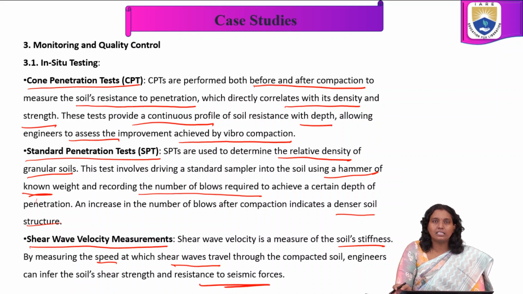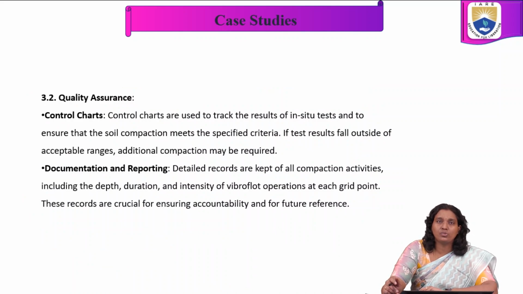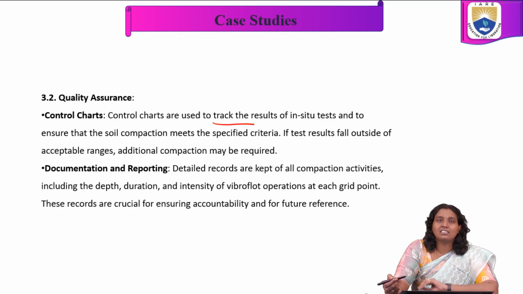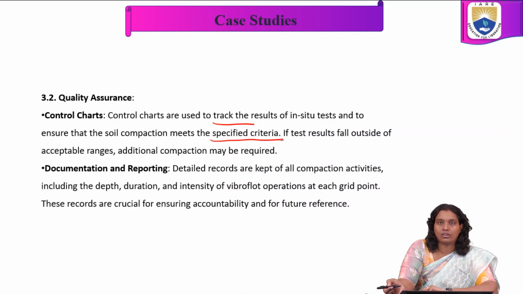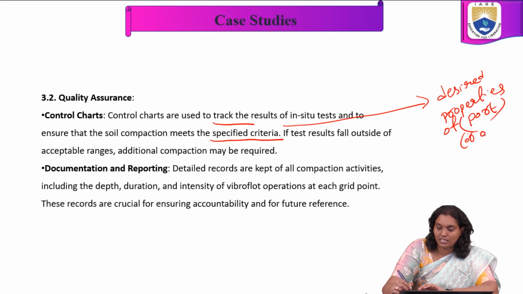These are the in situ tests which we conduct. As a part of quality assurance, control charts, documentation and reporting are required. Control charts are used to track the results of on-site tests and to ensure that soil compaction meets the specified criteria or not. It means the desired properties of the construction work, here in this particular project.